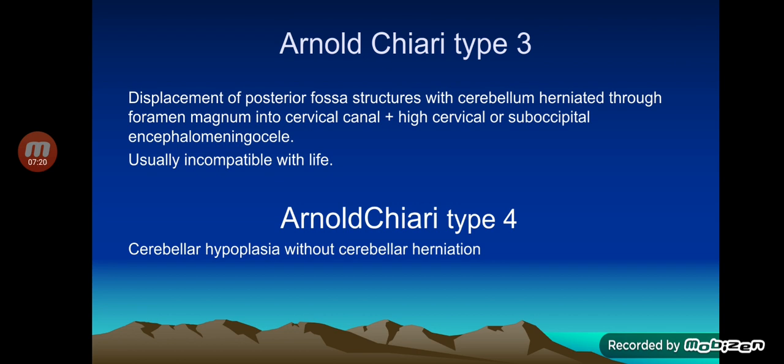Arnold-Chiari type 3. Here there is a displacement of the posterior fossa structures with the cerebellum herniated through the foramen magnum into the cervical canal. There will be a coexistent high cervical or suboccipital encephalomeningocele. Usually this is incompatible with life. Arnold-Chiari type 4. Here there is a cerebellar hypoplasia without cerebellar herniation.